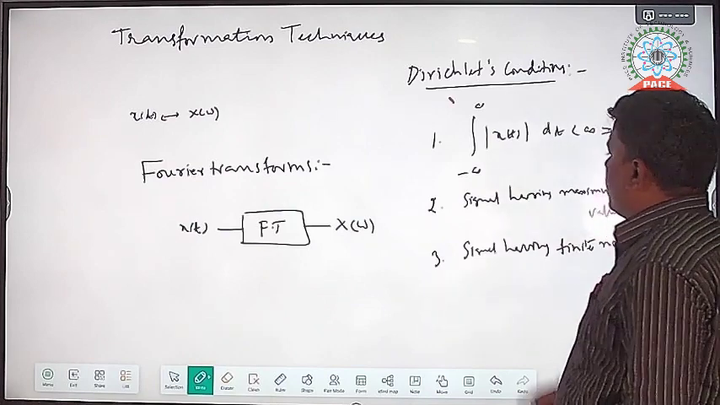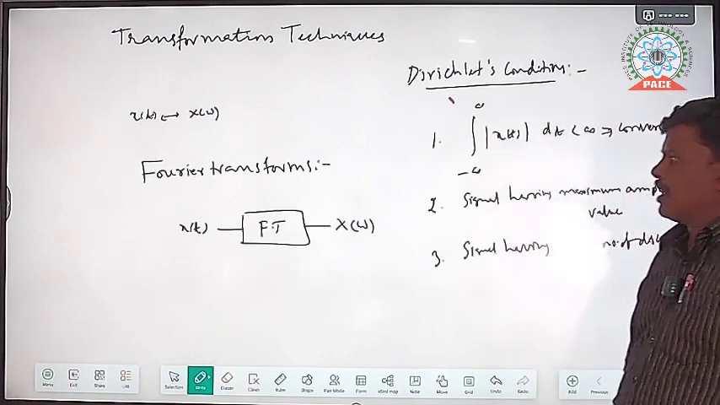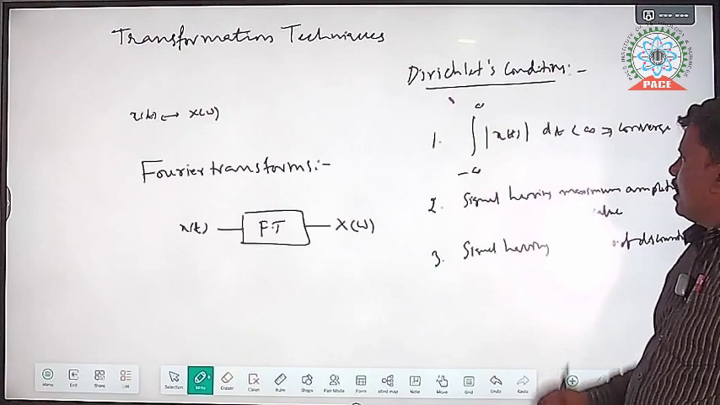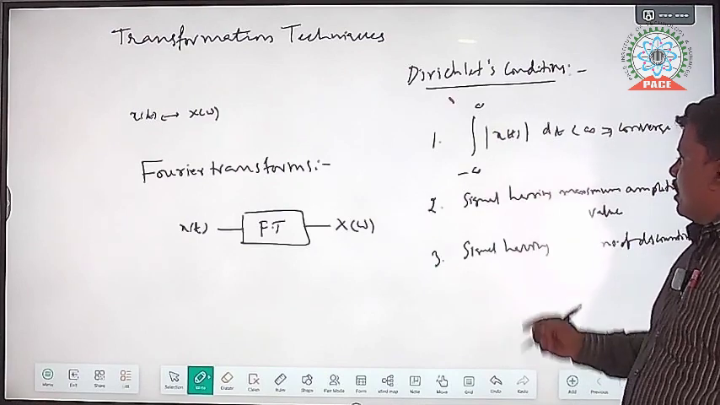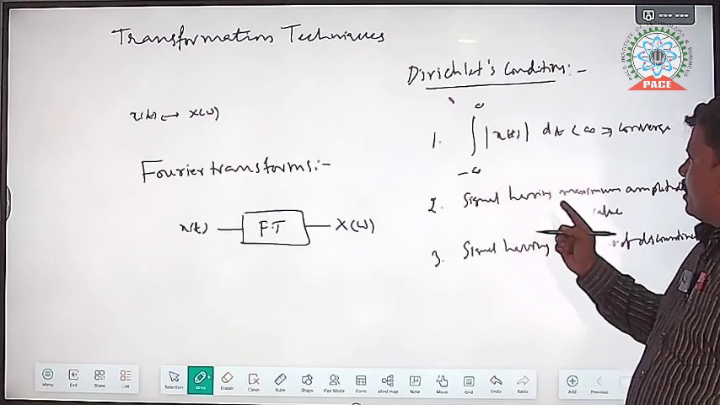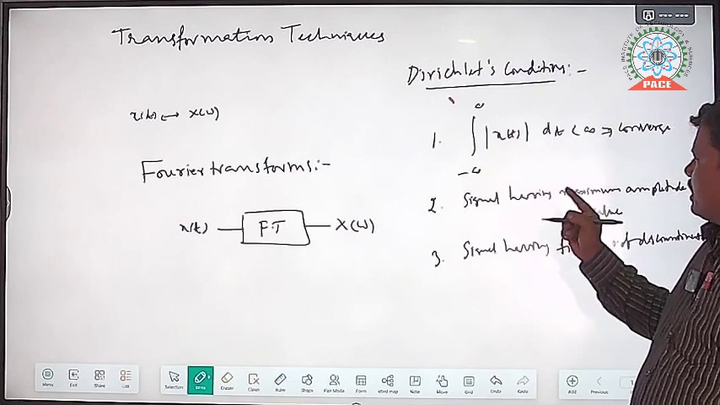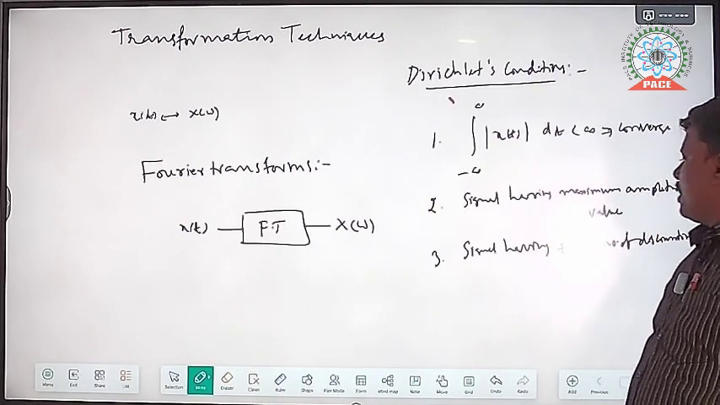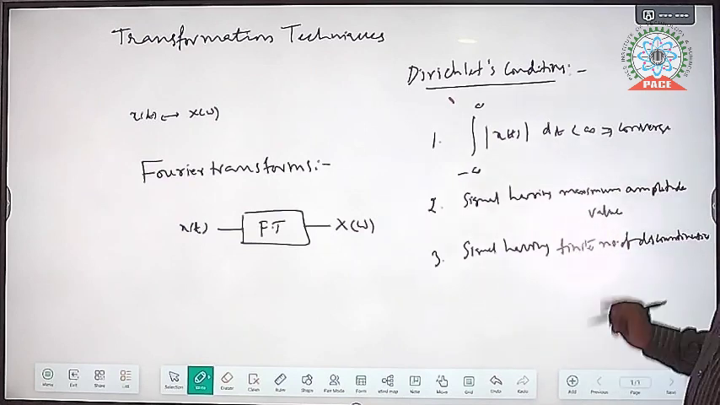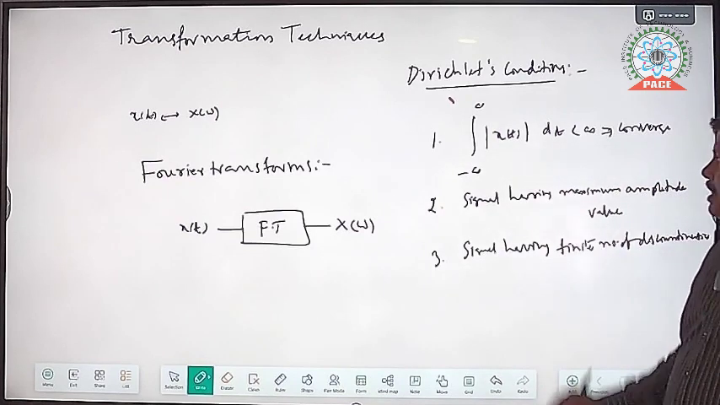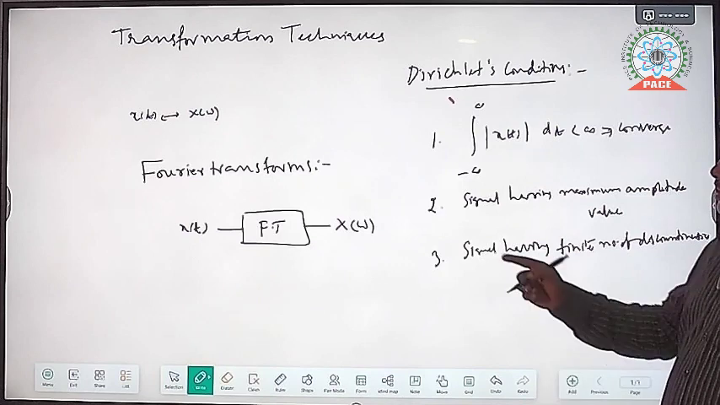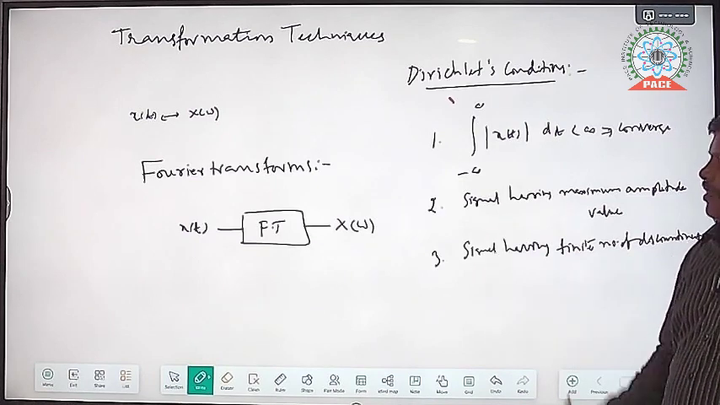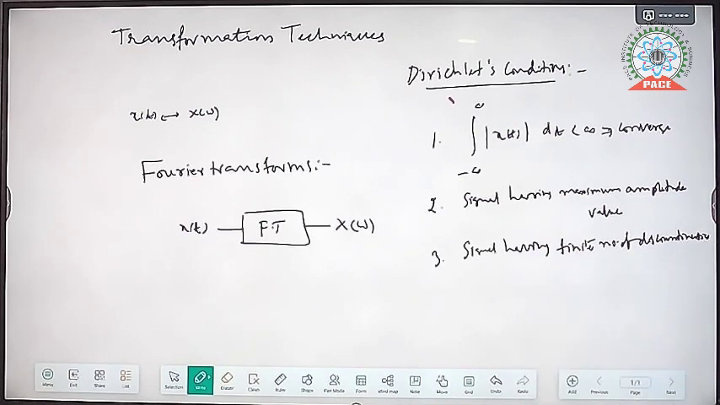So these three conditions are necessary to transform the signal. First, the signal must converge. Second, in any given time interval, the signal has finite maxima and minima. Third, the signal has a finite number of discontinuities. If these three conditions are satisfied, the given signal is applicable for the Fourier transform.